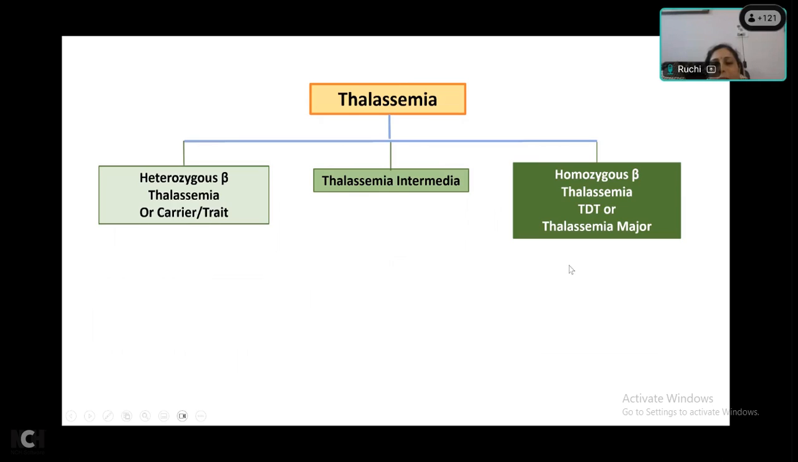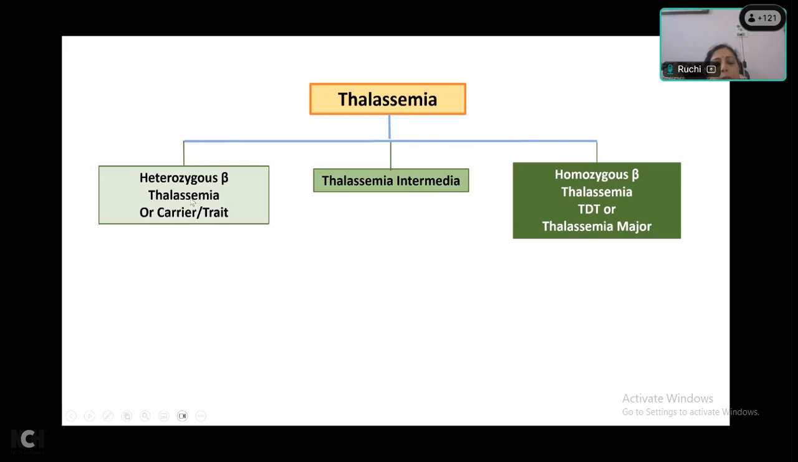So there is an arbitrary cutoff, and roughly we say if it is manifesting before 2 years of age, we call it thalassemia major, and after 2 years we label it as intermedia. But now broadly the term used is either transfusion dependent thalassemia or non-transfusion dependent thalassemia. So that is about thalassemia major.